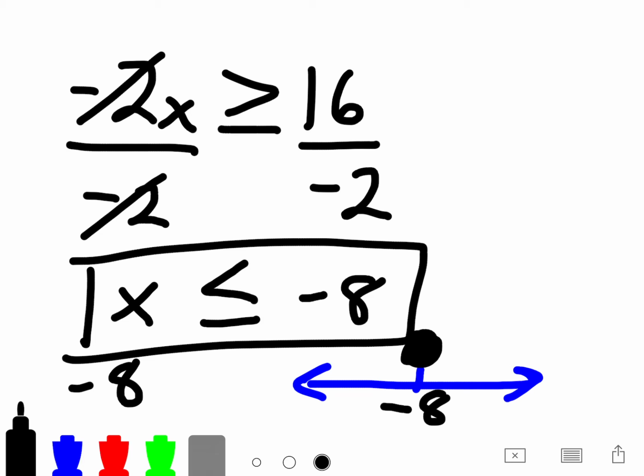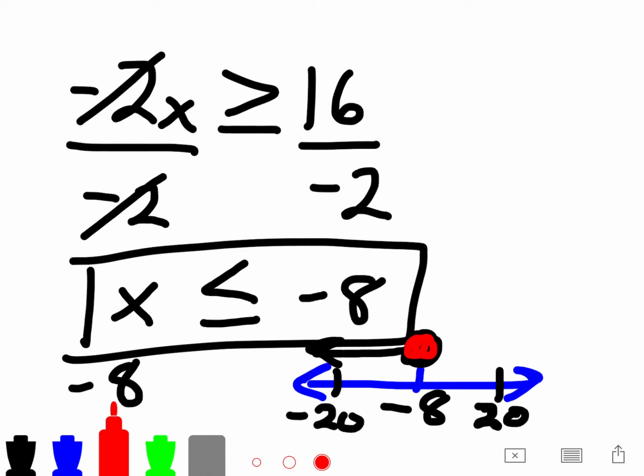Okay, so since it also includes negative 8, I'm going to fill in the dot to show that, yes, negative 8 is part of our solutions, and it's everything less than. So which way is less than? Let's say this is negative 20, and this is positive 20. Which way does less than go? Does it go towards the big positive numbers? No, because that would be greater than, right? So it's going to go to the left. This is less than or equal to negative 8. So that's kind of a crash course on how we graph these too.